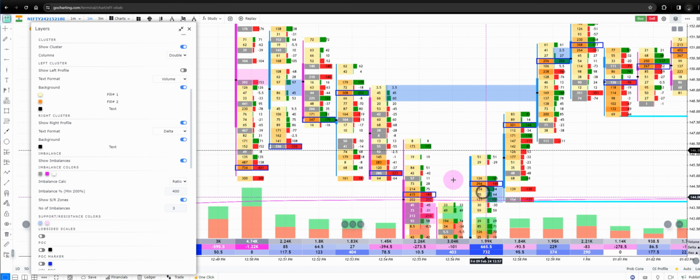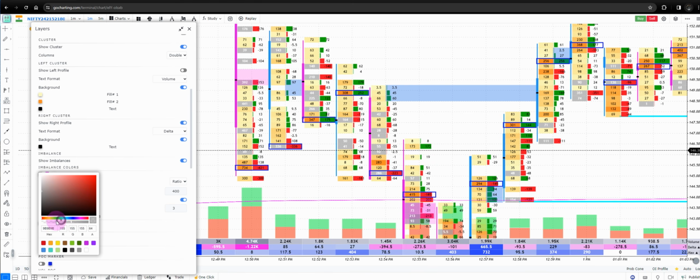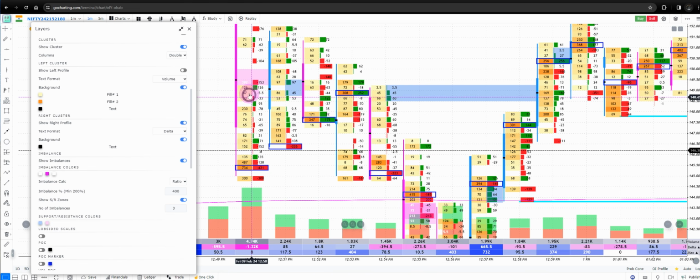So the blues and the reds will keep on plotting like you see over here. Okay, but if you don't want this color, you can just go ahead and reduce the opacity over here to almost 0. Now you can see even the volume part that you thought you were missing, you can see it over here, with the imbalance zones on the cluster chart absolutely vanishing.